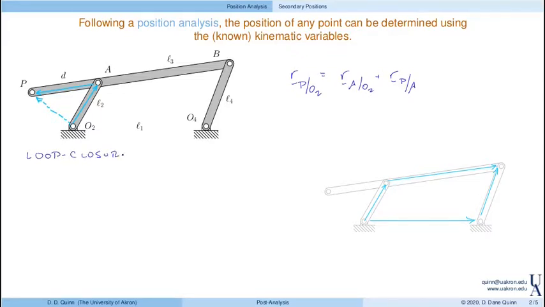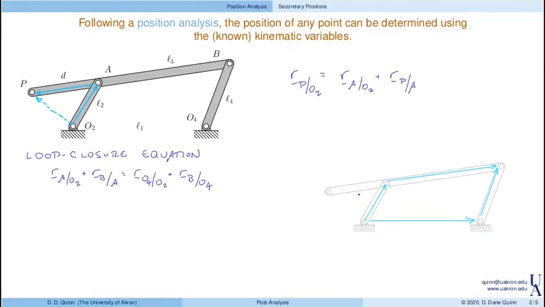So the loop closure equation is as follows. The position of A with respect to O2 plus the position of B with respect to A is equal to the position of O4 with respect to O2 plus the position of B with respect to O4. Right, so that's given here on the right.